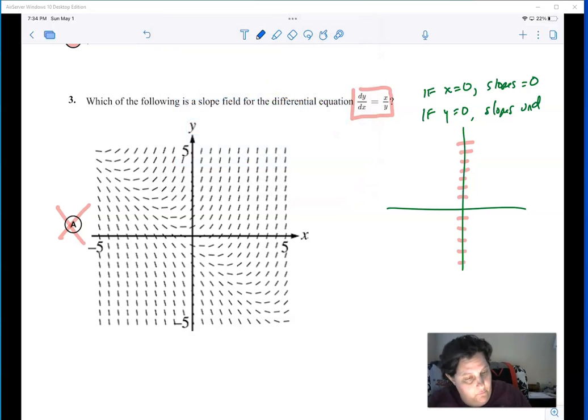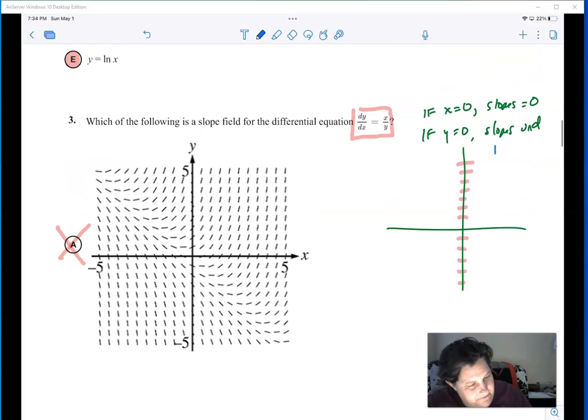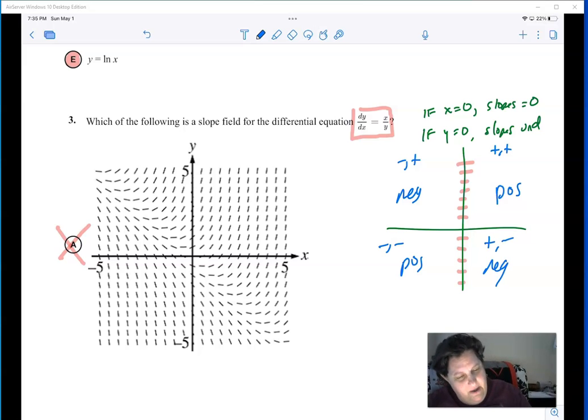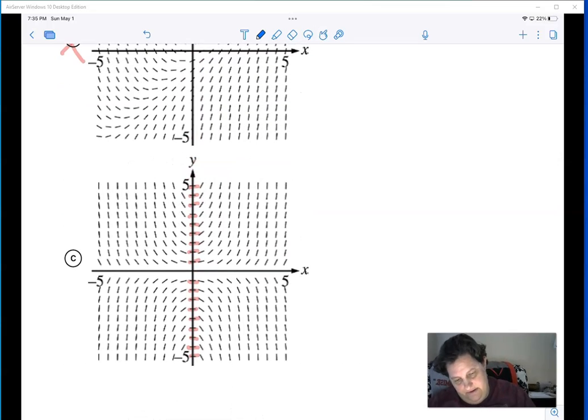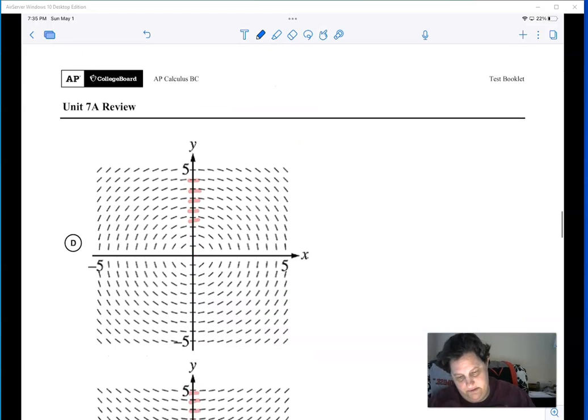In quadrant 1, when x is positive and y is positive, these should all have positive slopes. In quadrant 3, where x is negative and y is negative, these should also all have positive slopes. Okay? And then over here, where it goes negative, positive, these should have negative slopes, and then positive, negative, these should have negative slopes. I'm just thinking about numbers I could plug in for x and y. So negative slopes, positive, positive, negative. Okay. Negative slopes, let's look good, positive, positive, negative. All right, C looks all right to me.